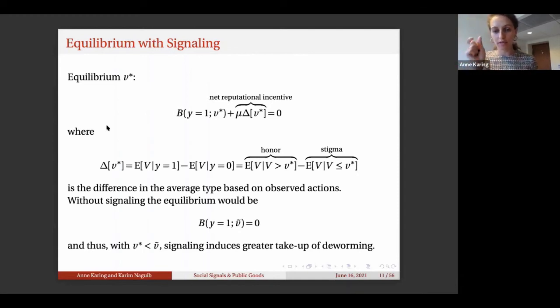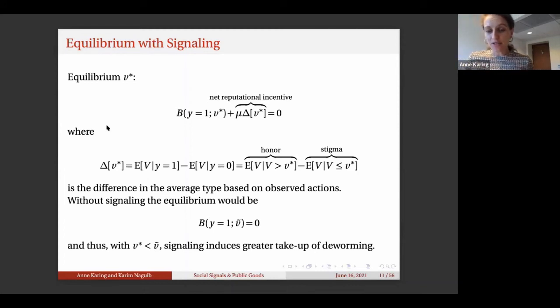An important term which I'd like you to pay attention to is the next line, delta V star, which is the net reputational incentives. On the one hand, people can observe that you did not take up the action, so the expectations they would form about your type conditional on not taking up the action is the latter term, the potential stigma conferred on you. The other is the expectations they would form about your type conditional on taking up the action. The difference between these two average type expectations is the benefit you receive from having taken up the action as others can observe it. Both of these are conditional expectations that are increasing in V, and I'm going to show you a little more about the functional form of these reputational returns in a moment.